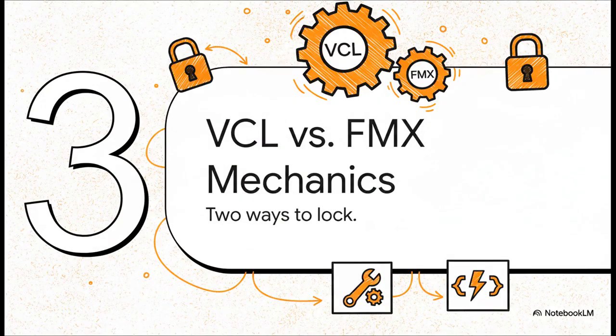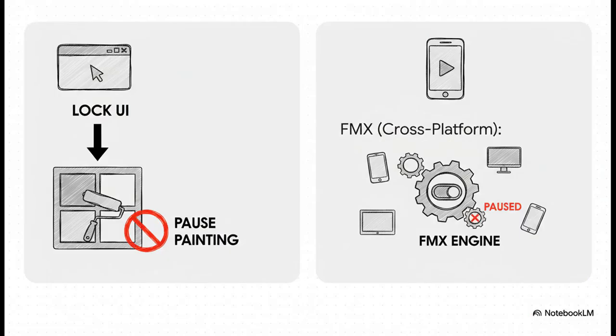Okay, so we've seen the incredible impact, but how does it actually work? Because under the hood, the VCL and FireMonkey frameworks actually pull this off in 2 completely different ways. It all comes down to their architecture. You see, the VCL is basically a really nice wrapper around the Windows API. So when you call BeginUpdate, it's often sending a special Windows message, WM_SETREDRAW, directly to the operating system. It's telling Windows itself, hey, stop painting this thing for a minute.